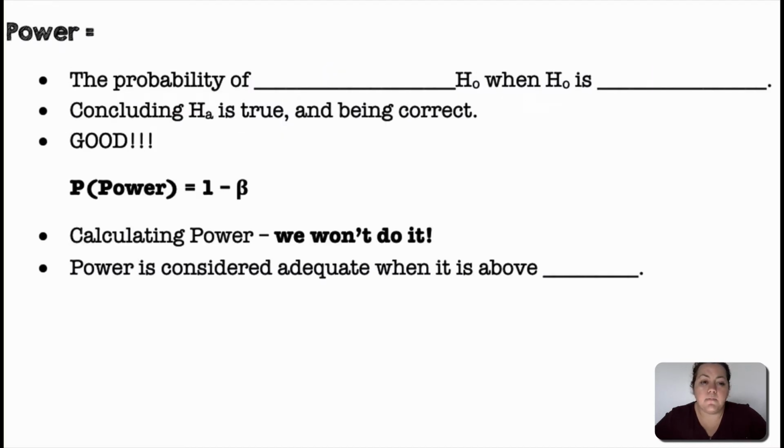All right, power is the probability of rejecting the null hypothesis when the null hypothesis is false, so concluding that the alternative is true and being correct. All right, so power is a good thing. The probability of power is equal to 1 minus beta, so 1 minus the probability of a type 2 error. Calculating the power, we don't really do that in this course, but power is considered adequate when it's above 80%.